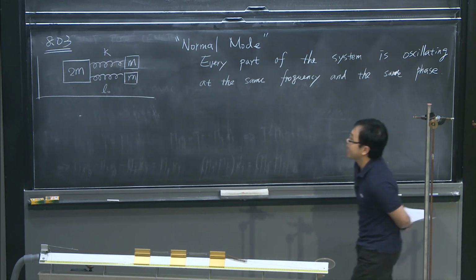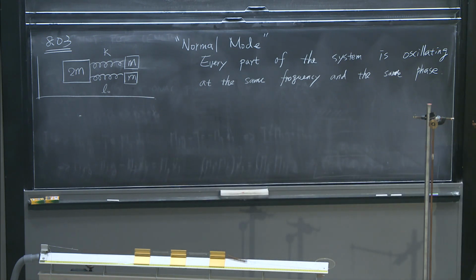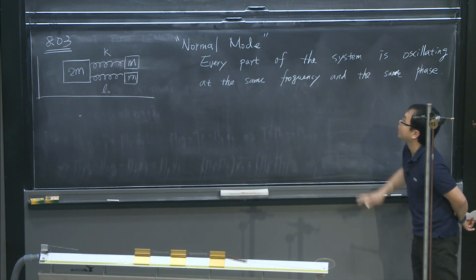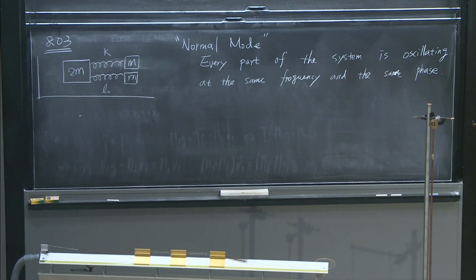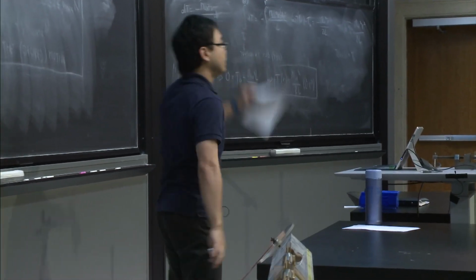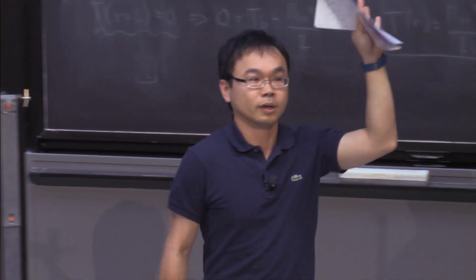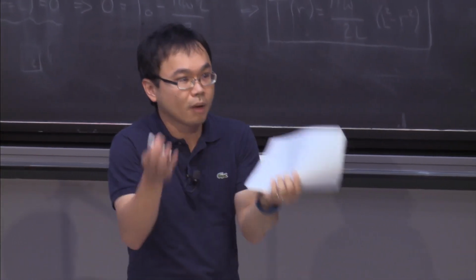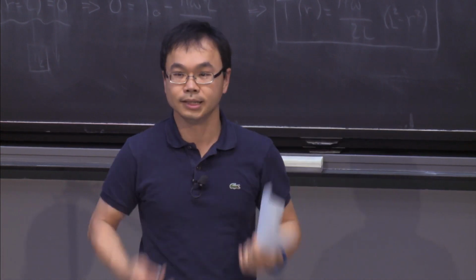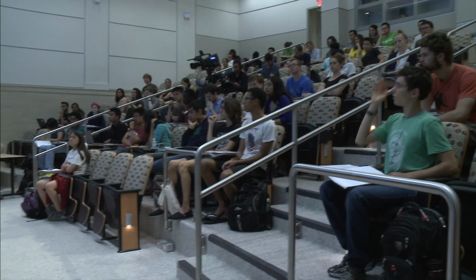Can you guess what the possible normal modes of this system are? That means each part of the system is oscillating at the same frequency and at the same phase. Can any one of you guess what can happen? Each part of the system oscillating at the same frequency. Yeah.